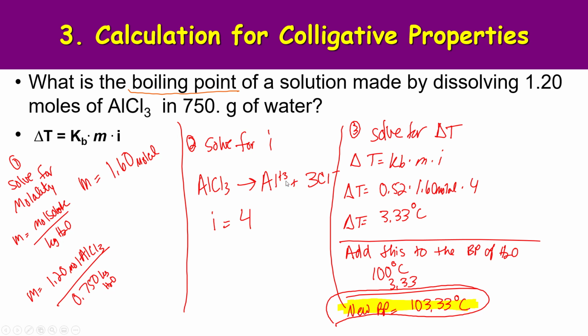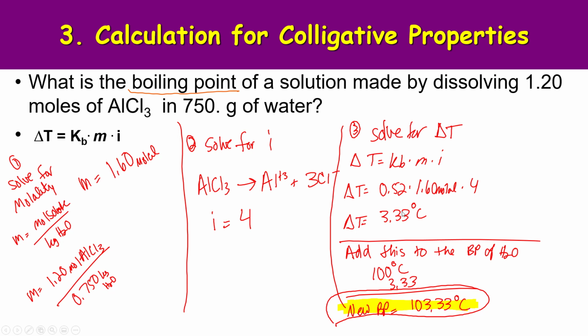The last thing I got to do is remember my molal boiling point constant, and I know that it's 0.52 degrees Celsius per molal. So when I drop that in here, my calculation looks like this: 0.52 times 1.60 times 4, and gives me a delta T of 3.33.